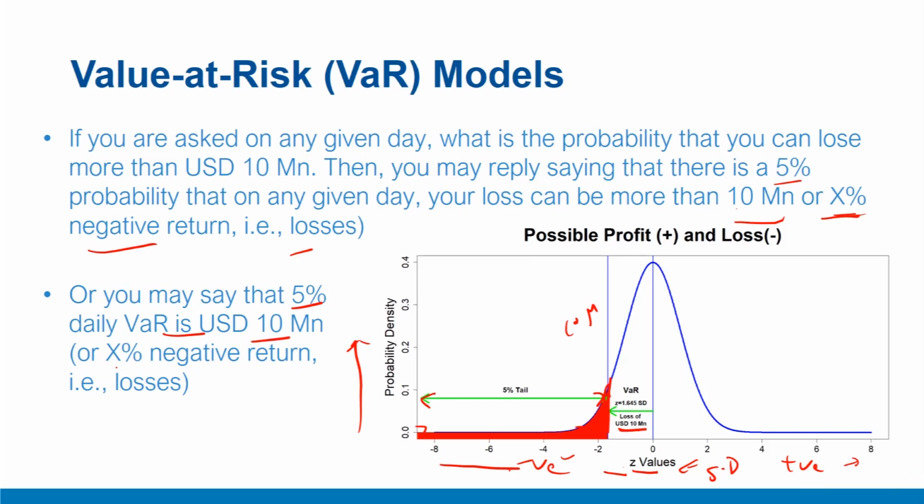There can be a parallel negative return in the form like X% of losses that can also be expressed in VAR form. So let's say this 10 million VAR was X%, then you would have said that your 5% daily VAR is X%, which is negative losses or negative returns.